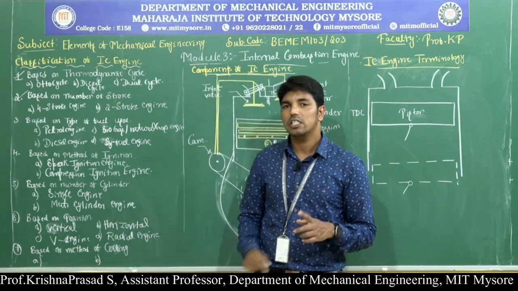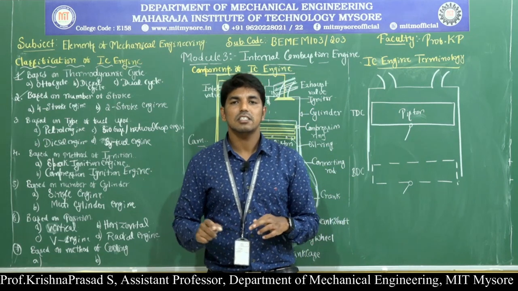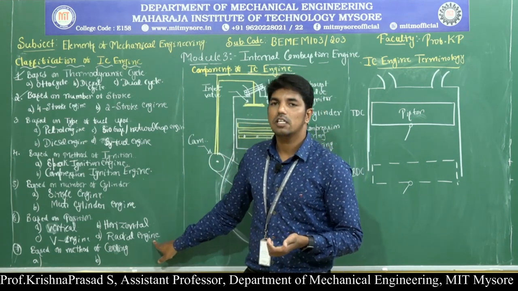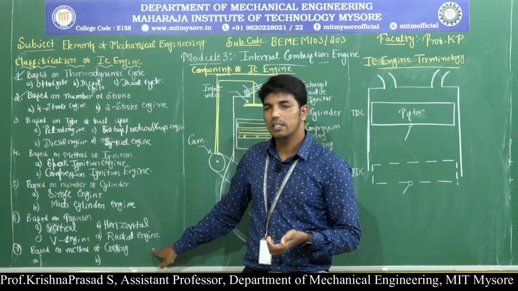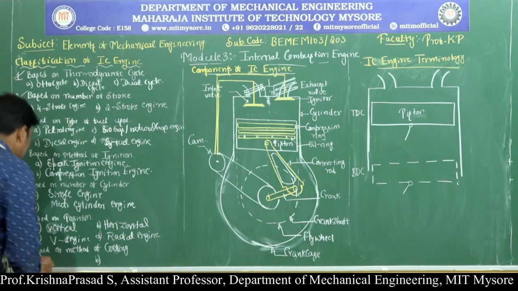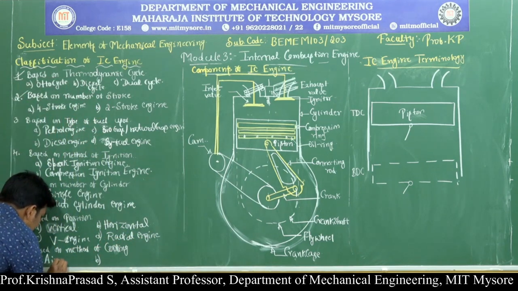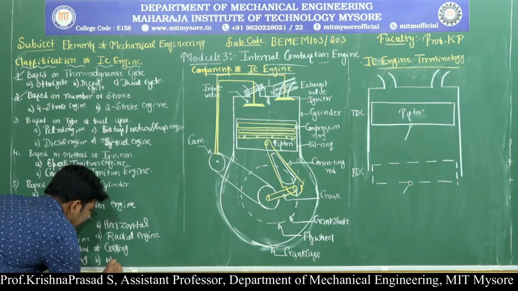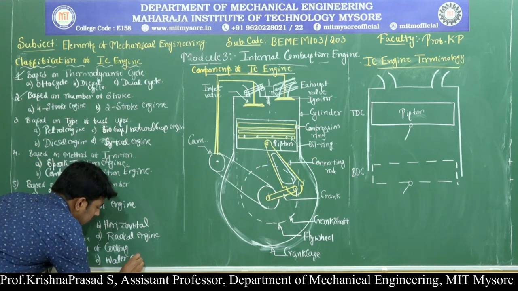And the radial engines, here all the cylinders are placed in the radial position. It may be 8 cylinders or 12 cylinders that we can see in the helicopters as well as in the aeroplanes. Okay, last one, it is called based on the method of cooling. There are two types of cooling system. The one, it is called air cooling, other one, it is called water cooling.